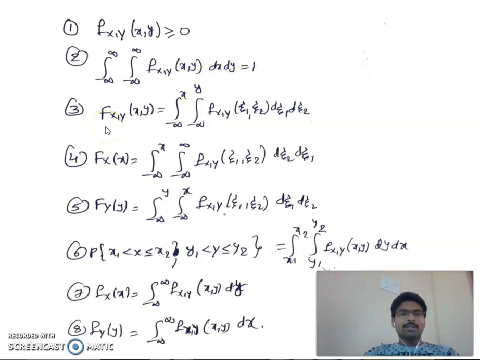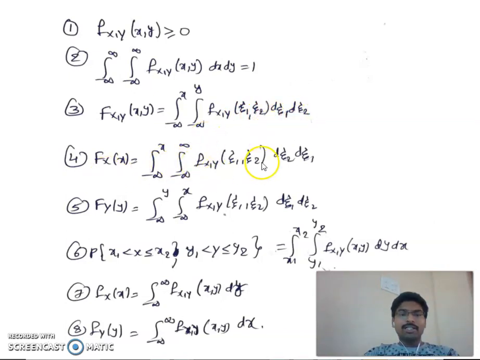Next, if you know the joint density function, how can you calculate the joint distribution function? You know that one from the definition. Joint distribution function is equal to integration of the joint density function. Here it is obtained by the integral from minus infinity to x, minus infinity to y of f_{X,Y}(zeta 1, zeta 2) d zeta 1 d zeta 2.